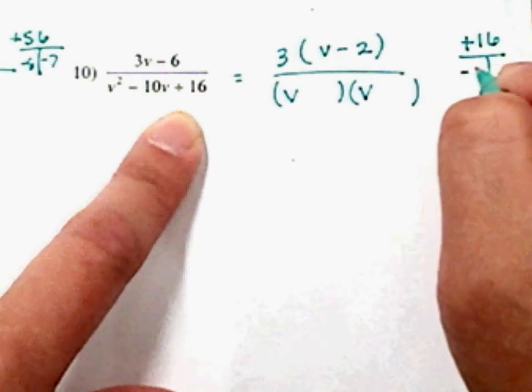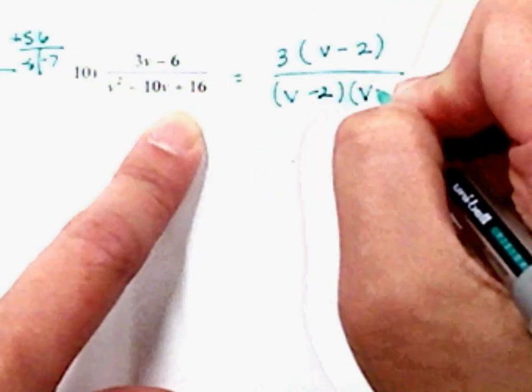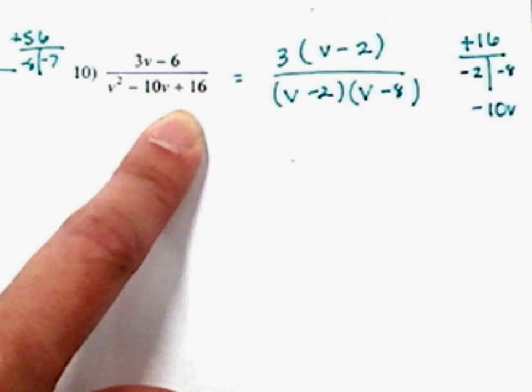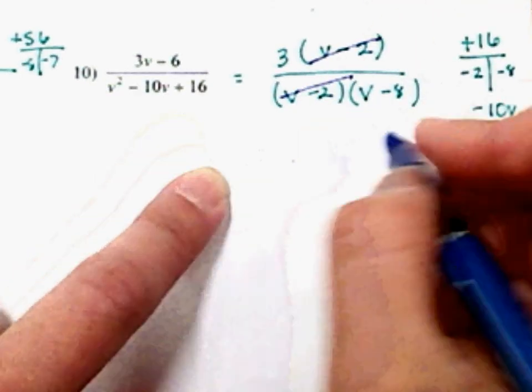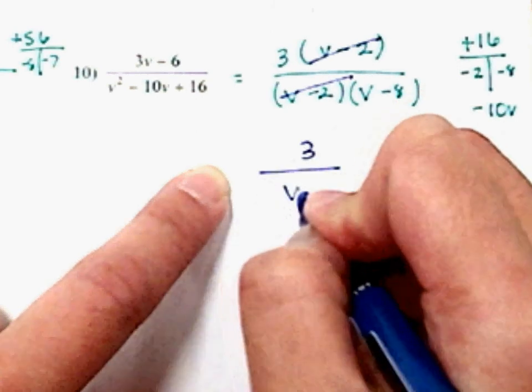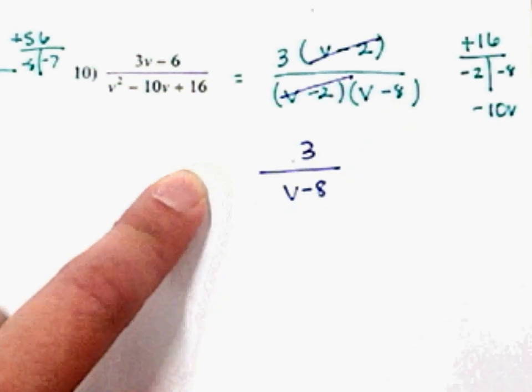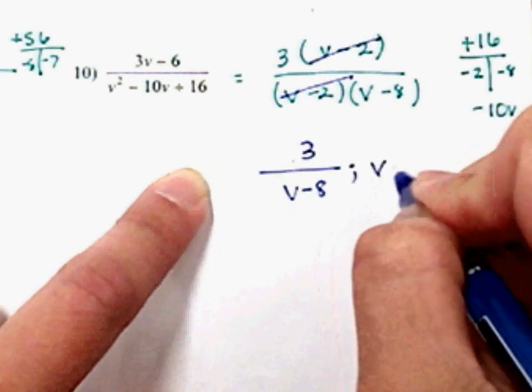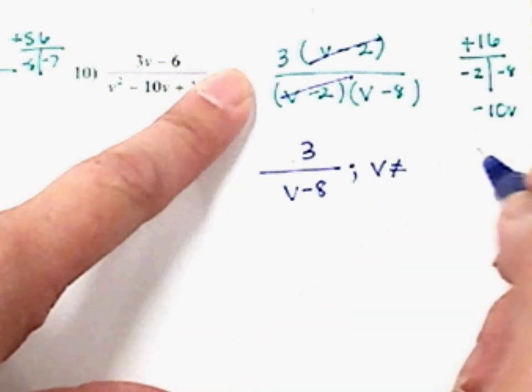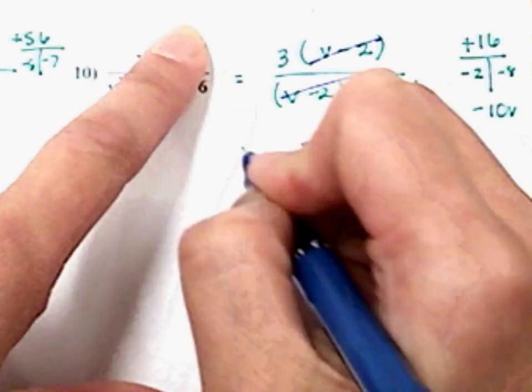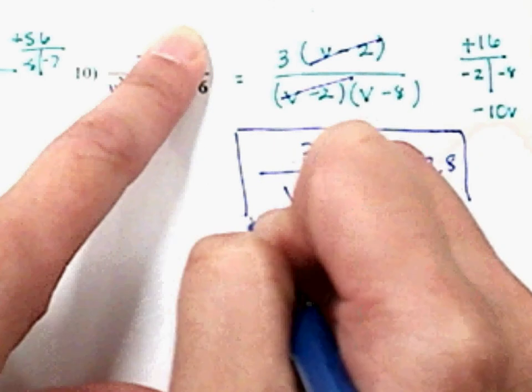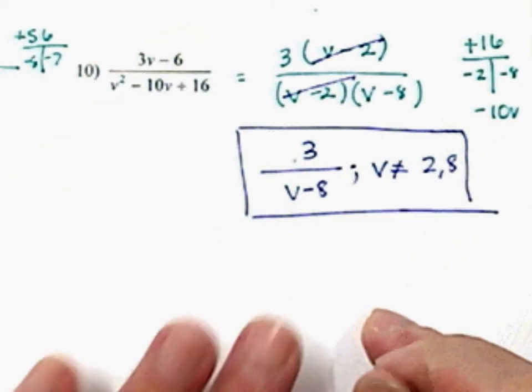Very good. Okay? You see anything that cancels out? V minus 2. V minus 2. That cancels out. So what do you have for your solution? 3 over V minus 8. Excluded value, what can V not be? 2 and 8. Good job. All right. That's number 1 through 10. I'm very proud of you all.